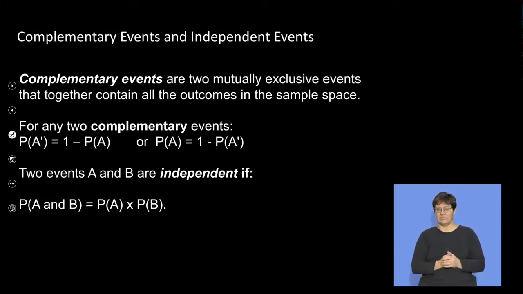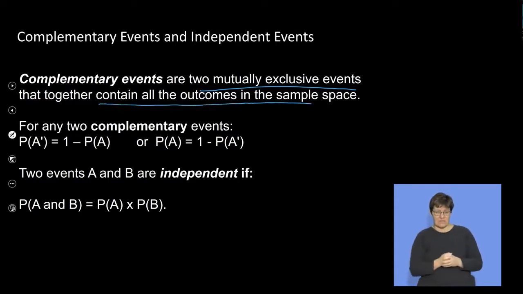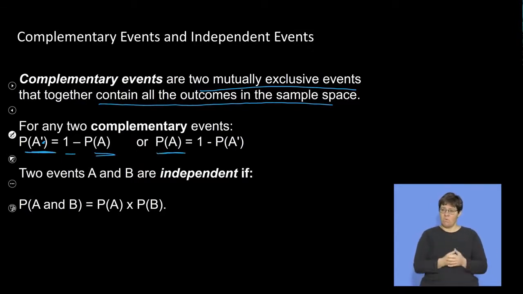And what about complementary events? Events which are mutually exclusive and together contain all outcomes in the sample space. For any two complementary events, so this means not A, the probability of not A is 1 minus the probability of A. Or also, the probability of A is 1 minus the probability of not A.